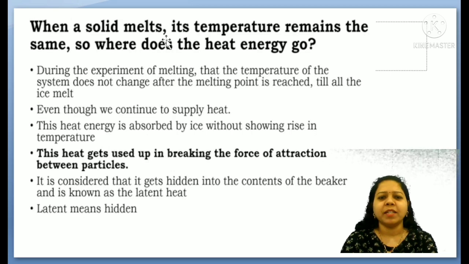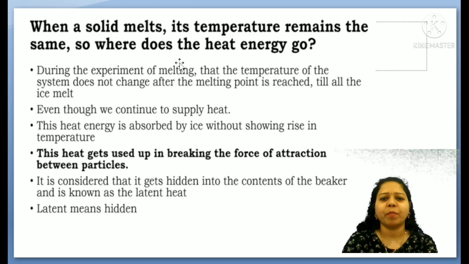When a solid melts, its temperature remains the same. So where does the heat energy go? When we are giving heat to the solid, the temperature of that solid does not increase but it turns into liquid. Then where does the extra heat go? We'll see. During the experiment of melting, the temperature of the system does not change after the melting point is reached, till all the ice melts. Till the melting point, the temperature will rise. After that, it will not rise.